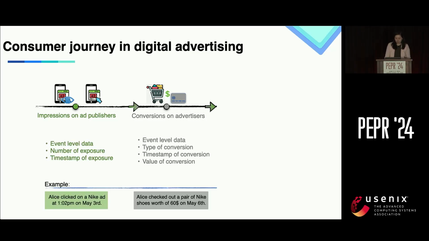So these, for example, of the impression data is Alice clicked on a Nike ad at 1 p.m. On May 3rd. And a typical conversion data could be Alice checked out a pair of Nike sneakers worth of $60 on May 6th.